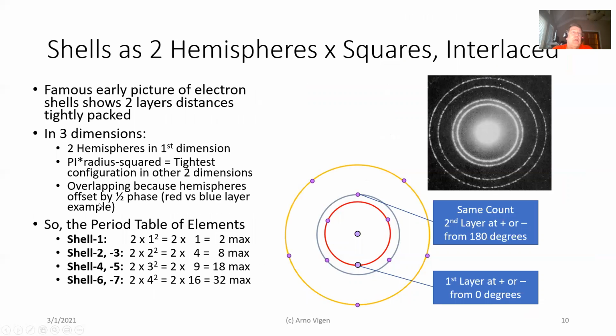That gives you the periodic table. So shell 1 is 2 hemispheres times 1 squared. 2 times 1 equals 2. Shell 2 and 3, remember the interlaced, is 2 times 2 squared. That's 4, equals 8 max. 2 times 3 squared. 2 times 9 is 18. And then the 4 squared for 6 and 7 is 16, making 32 max. That is the physical 3D logic of the periodic table.